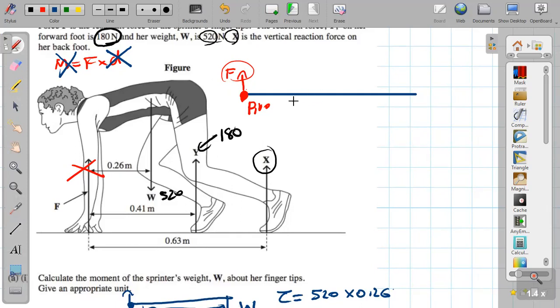Now mark the other points. What is the other point here? It's 0.26, right? The force is the weight W. Got it? So what is the other force here?